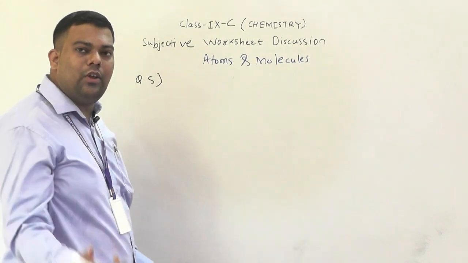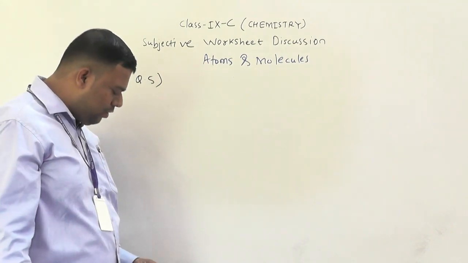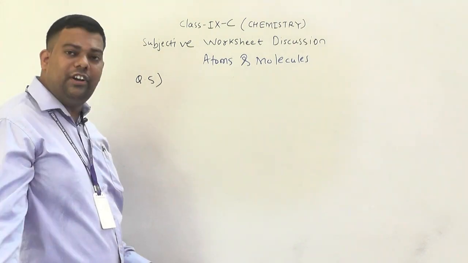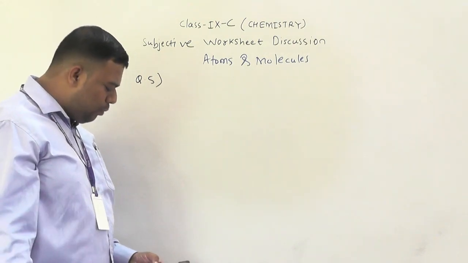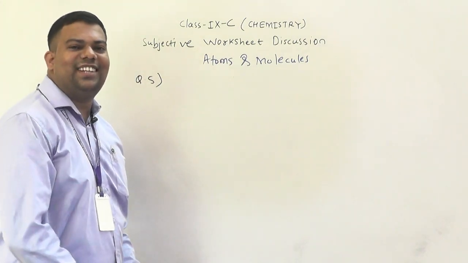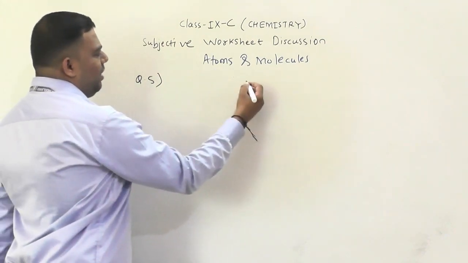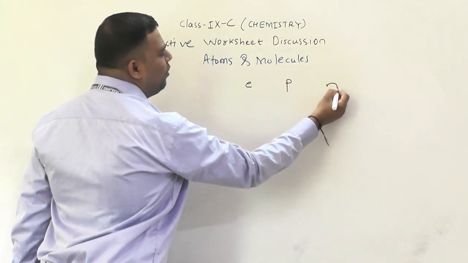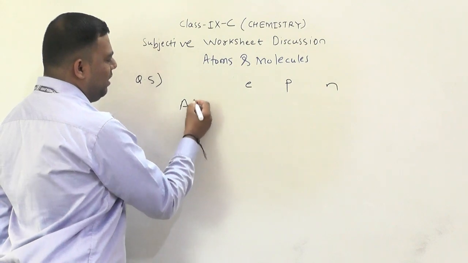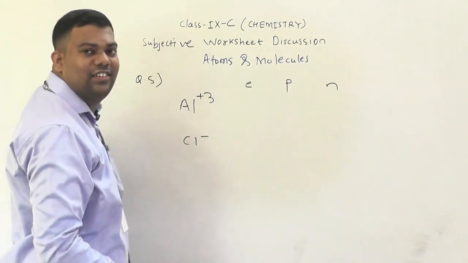The atomic number of aluminum, you know. The atomic number of aluminum is what? 13. Okay. And that of chlorine is 17. That also you know. How many electrons, protons and neutrons are present in Al plus 3 and Cl minus ion?